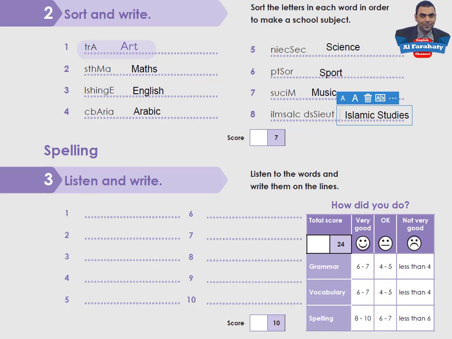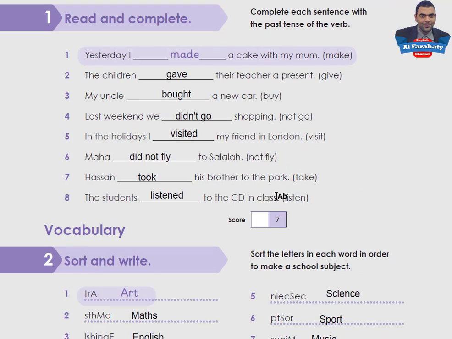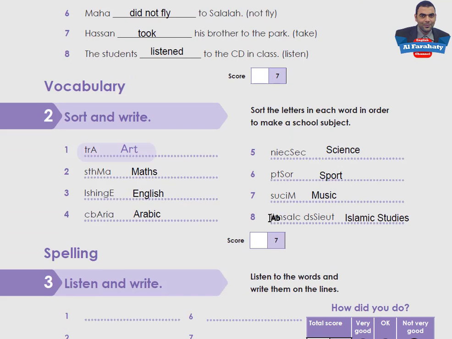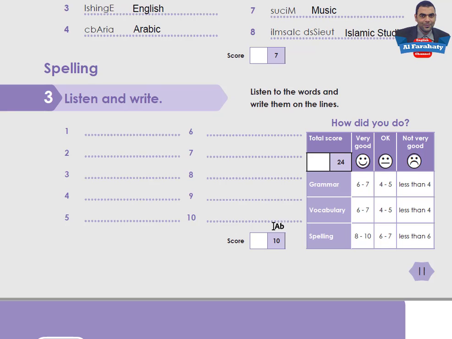10. Liked. I'll say them again to check. 1. Visited. 2. Went. 3. Played. 4. Swam. 5. Climbed. 6. Stayed. 7. Flew. 8. Saw. 9. Had. 10. Liked. Thank you. After that, you can give yourself a score here out of 7, and here out of 7, and here out of 10. Then count all marks and write the total score here out of 24.